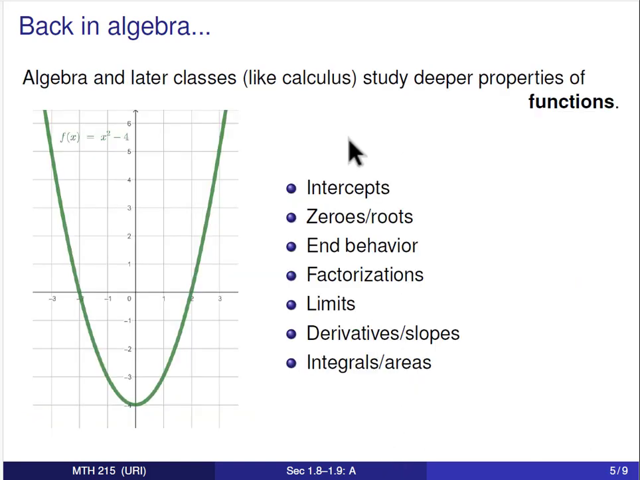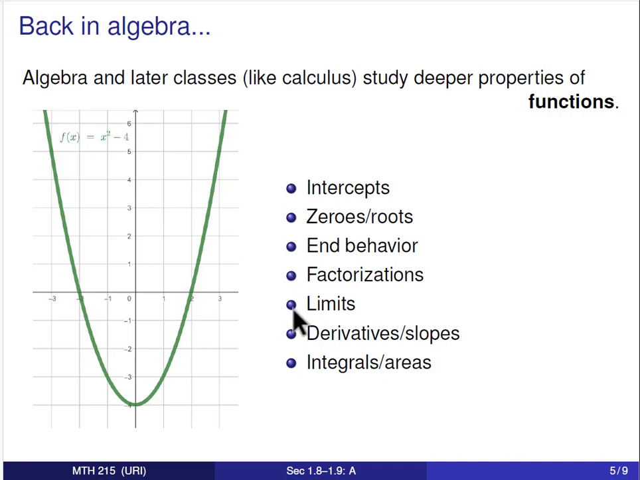We are going to think back a little bit more, and in algebra and later classes like calculus, you moved further than that, right? Once you had identified functions, what they are, and once you were familiar with a couple of basic functions, then you started talking about things like the intercepts of your function, where it crosses the x-axis or the y-axis, the y-intercept. You talked about zeros and roots of functions. You talked about end behavior, what happens as x goes to infinity or minus infinity. You talked about factorizations of certain functions.